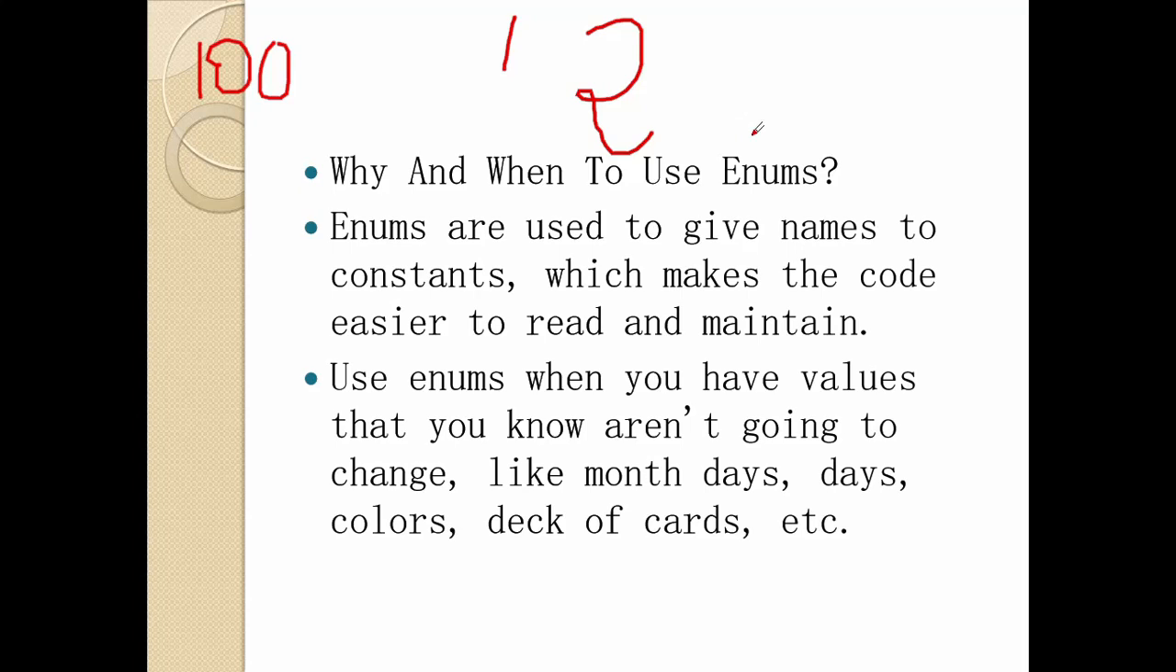And after that we can use enums when we have values that we know we are not going to change, like months, days, colors, because color values are not going to change. If that is red, that is going to be red only. So in those conditions we can use enum concepts.